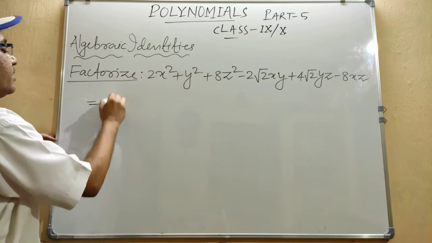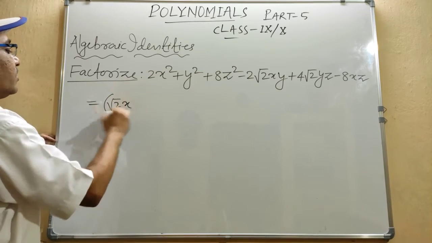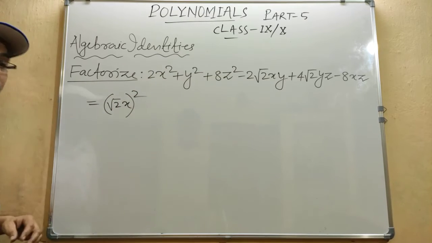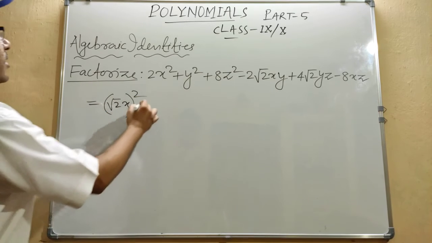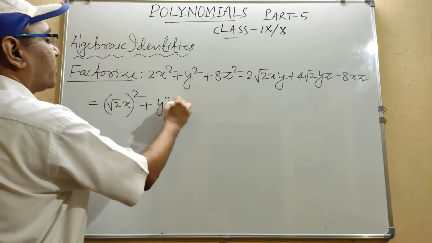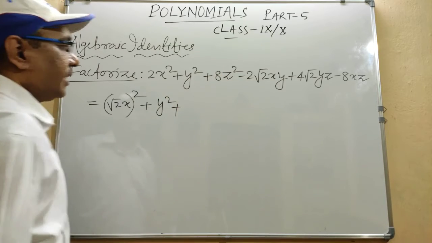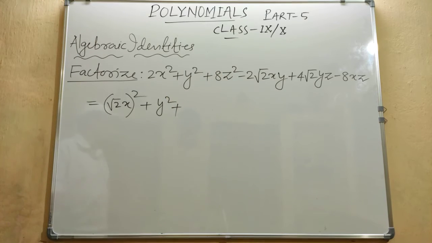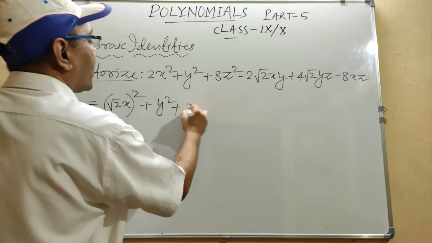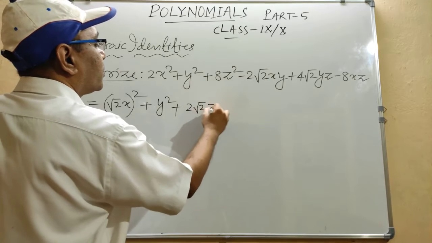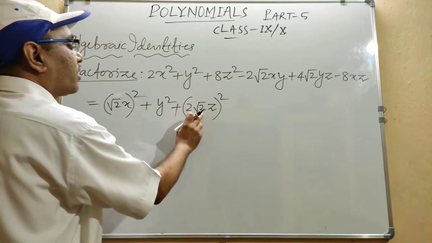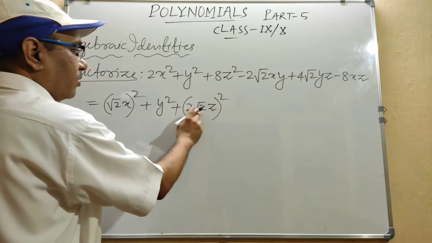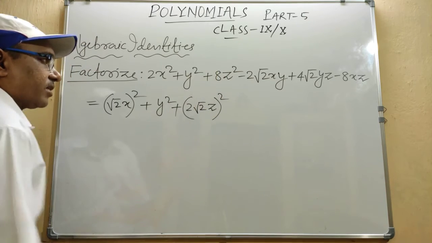2x square can be written as... because x square, y square, a square, b square, c square is required, y square is okay. Thus 8z square, you have to write it as a whole square. So can you write it as 2 root 2 z whole square? 2 square is 4, root 2 square is 2. So 4 into 2 is 8, and z square.